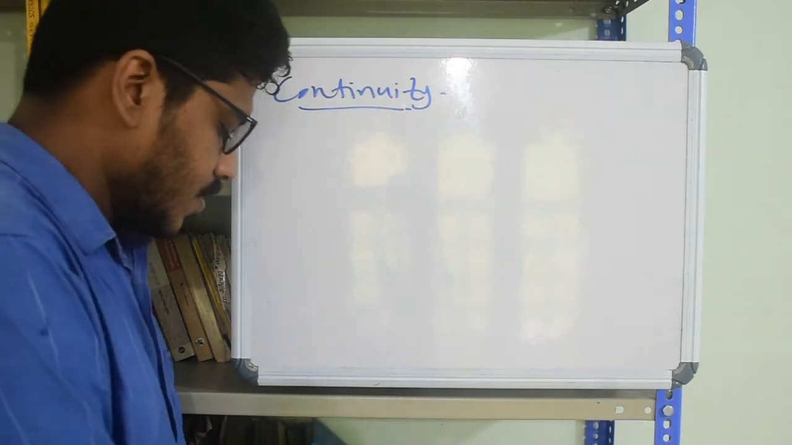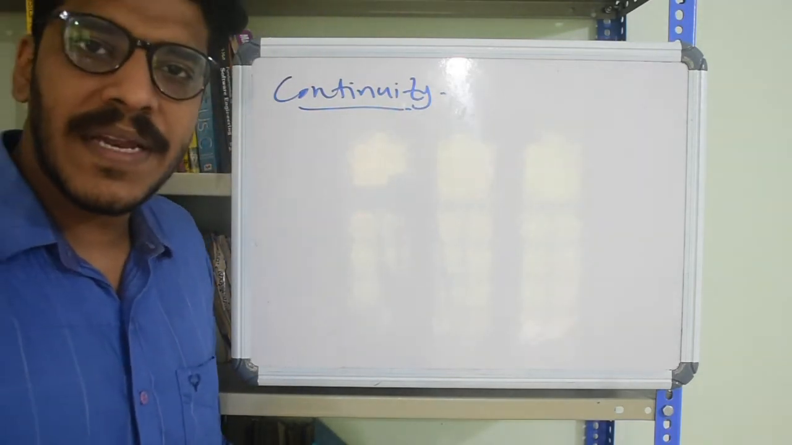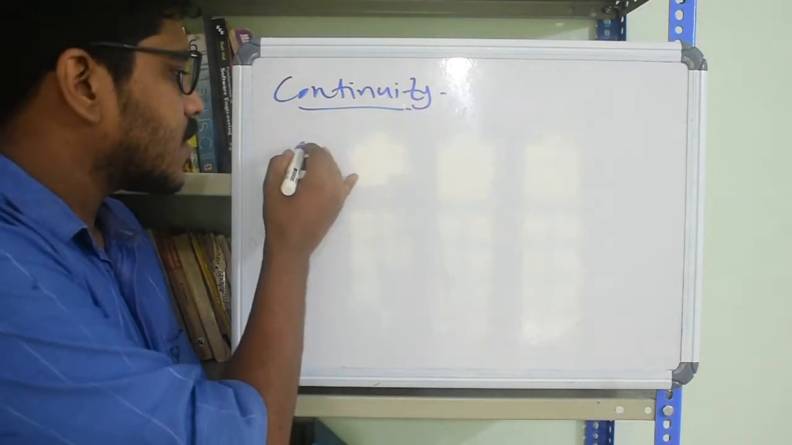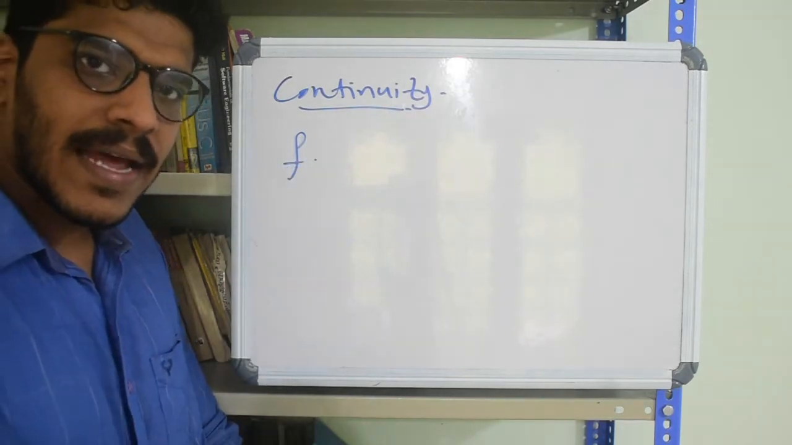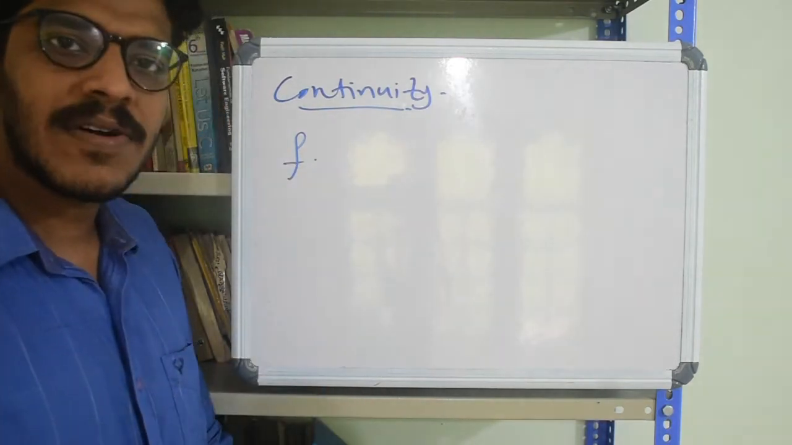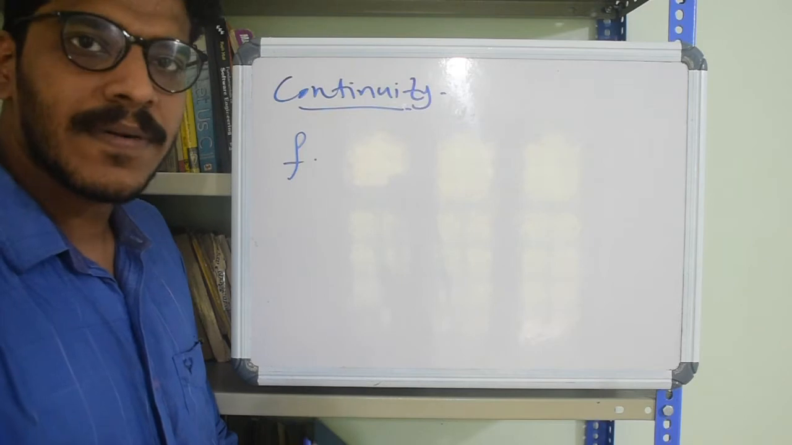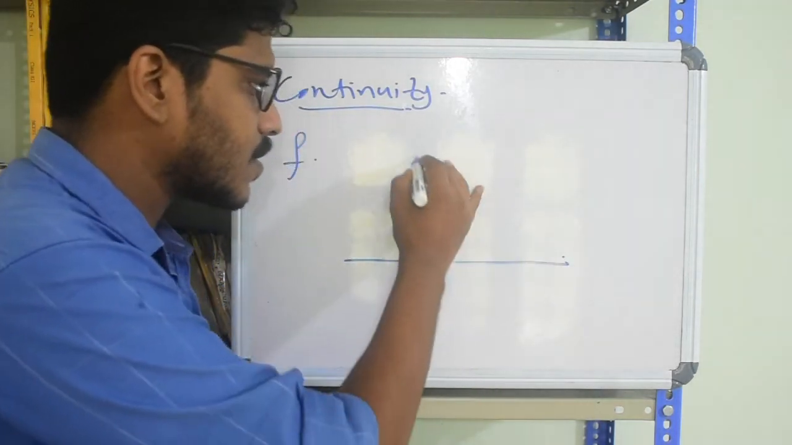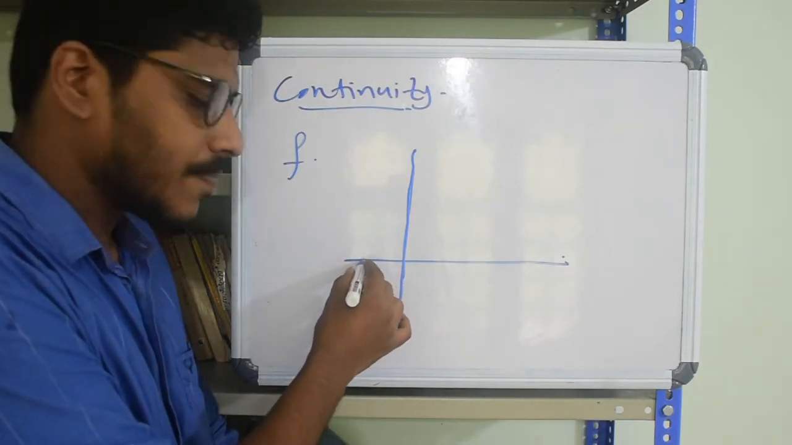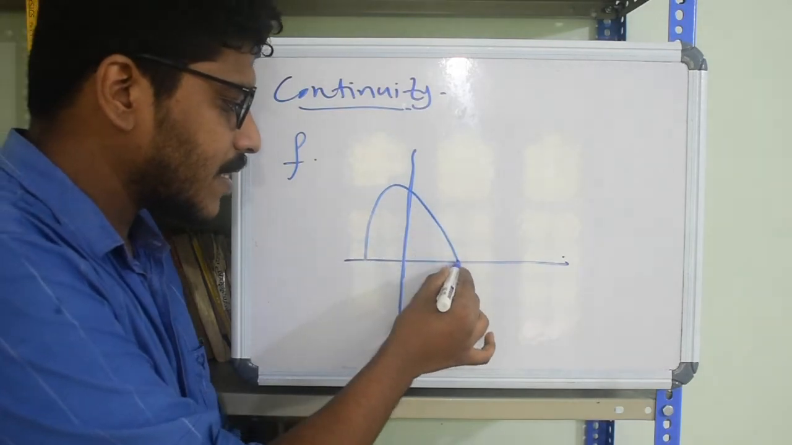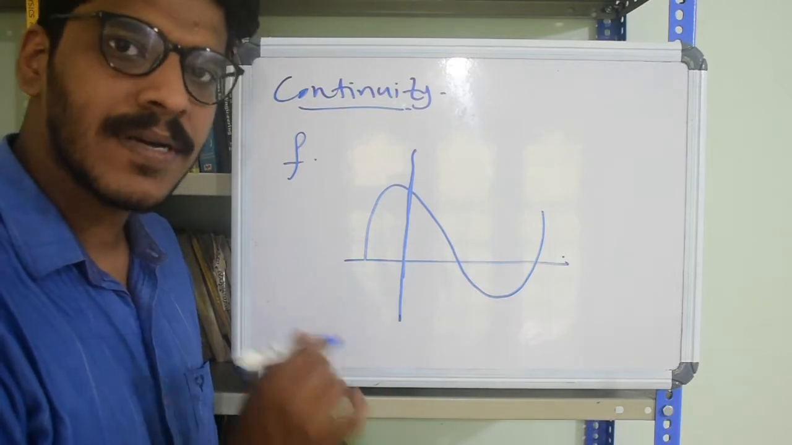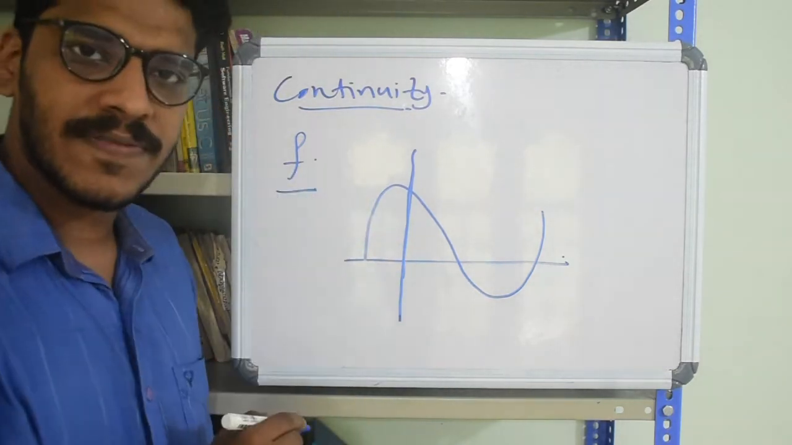Continuity. So in layman's terms, or in general, continuity can be vaguely defined as follows. Suppose we have a function f, and we can draw the graph of the function f without lifting our pen or pencil from the paper. Suppose this is a Cartesian plane and we are trying to draw the graph of a function. If you start at a point and can finish drawing the graph without lifting your pen or pencil from the paper, such functions are called continuous functions.